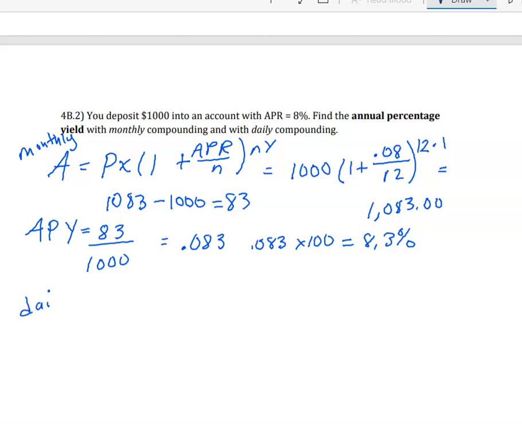So the next one says, what do you get if you compound this daily? If we compound it daily, we're using the same formula as above. So we're still starting out, our principal is still going to be $1,000. But our APR is still going to be 8%. But our number of times it occurs has now gone up to 365 because there's 365 days in a year. This is also in the exponent, and we're only doing this for 1 year.